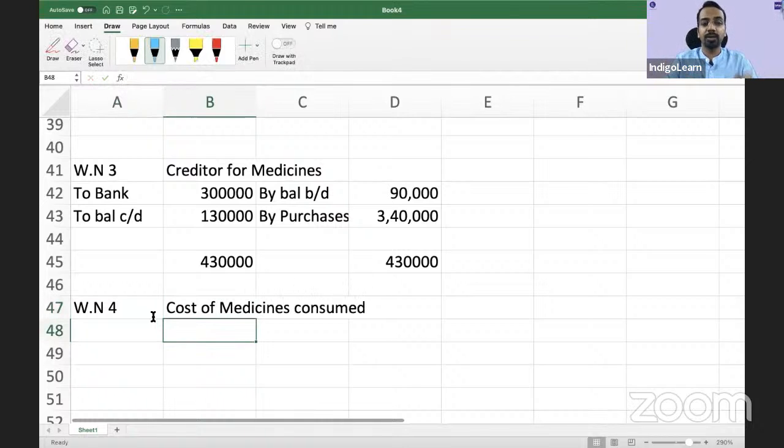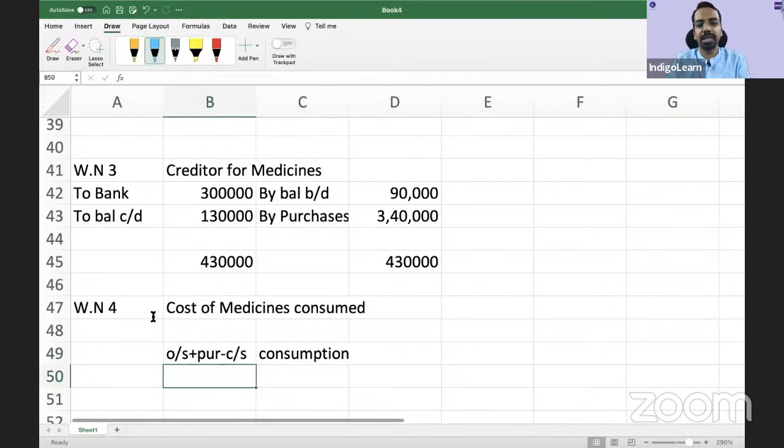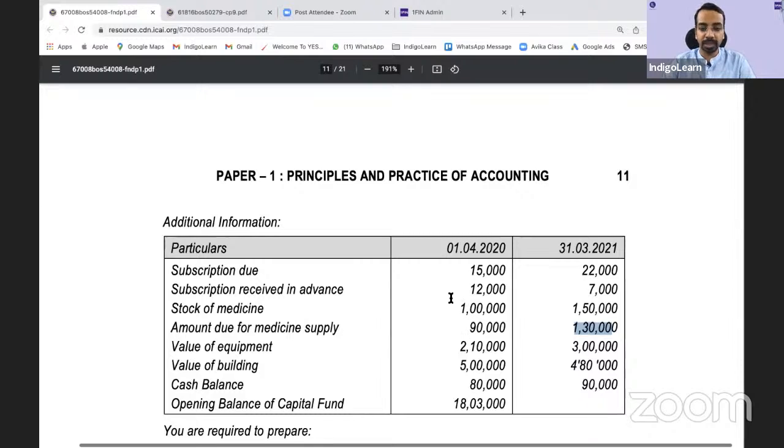Now, for this, you can remember the simple formula. Opening stock plus purchases minus closing stock is equal to consumption. This you would see across multiple places where you use inventory accounting. What is the opening stock? Opening stock of medicine. So see, as you read this, amount due for medicine supply 90,000 and 130. This 130 is a liability, immediately post it to the creditors account. And then put a small tick, don't put a big tick, that you have treated this item. Then stock of medicine 1 lakh and 1,50,000. So 1,50,000 is the closing balance. Closing balance, show it under stock side immediately.